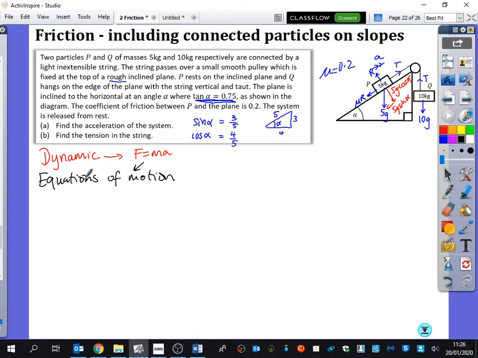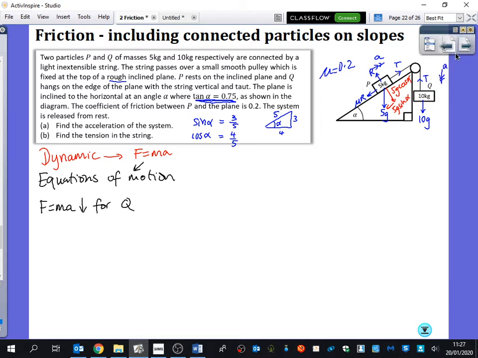So I'm going to start off by having a look at doing F equals ma downwards, and I'm going to do that for the Q particle. I know it's annoying because I've got the acceleration kind of hidden behind this bit. For the Q particle, it's accelerating downwards. So what's the resultant force for it? 10g minus T. So you get 10g minus T equals 10a.